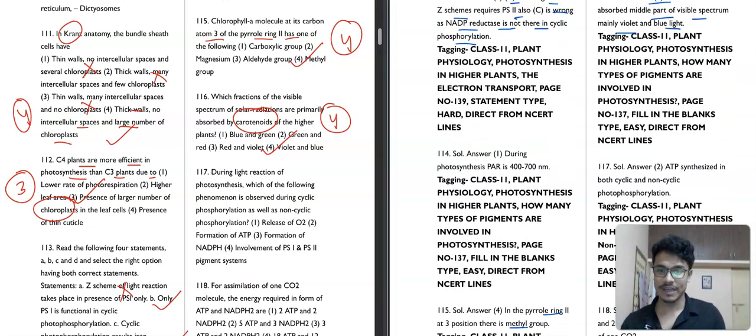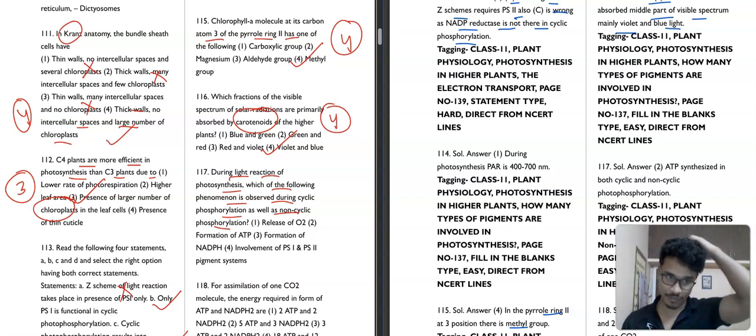It is saying that during light reaction of photosynthesis, which of the following phenomena observed during cyclic photophosphorylation as well as non-cyclic? So which phenomenon is common in both cyclic and non-cyclic? Release of O2, is it correct? No. Formation of ATP is there in cyclic, and for non-cyclic formation of ATP is there. The second option will be our correct answer.